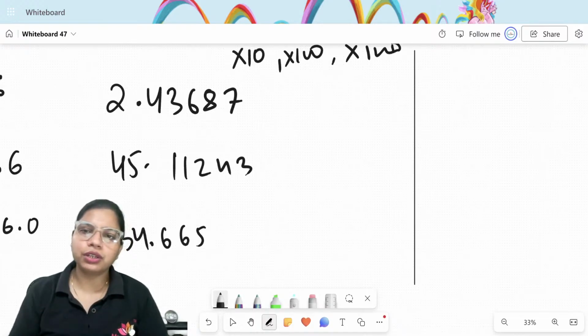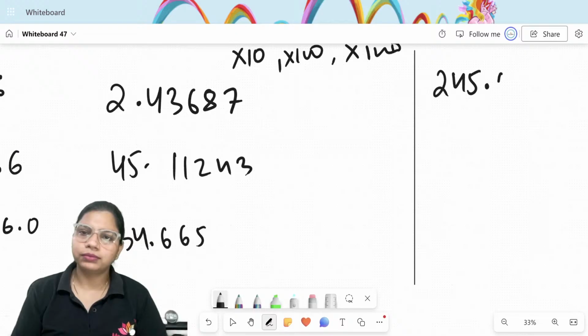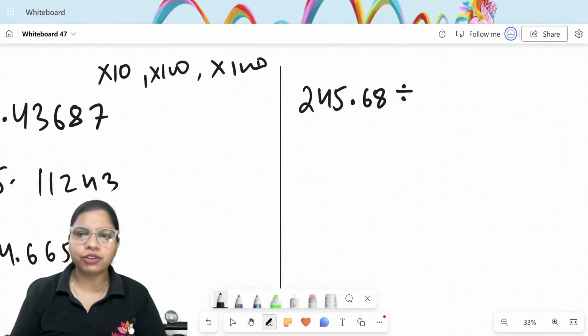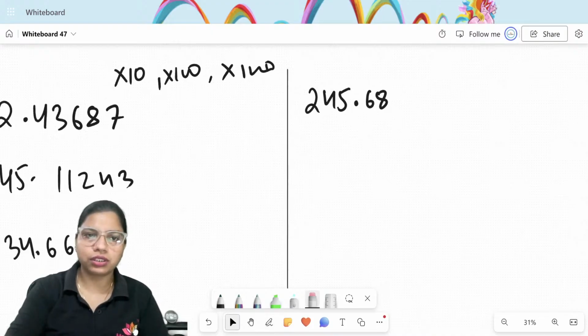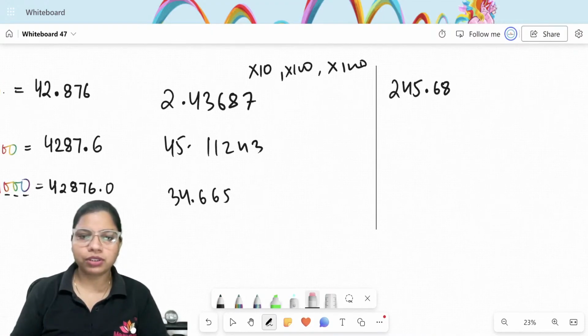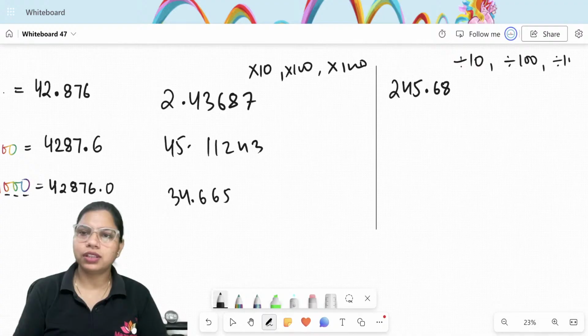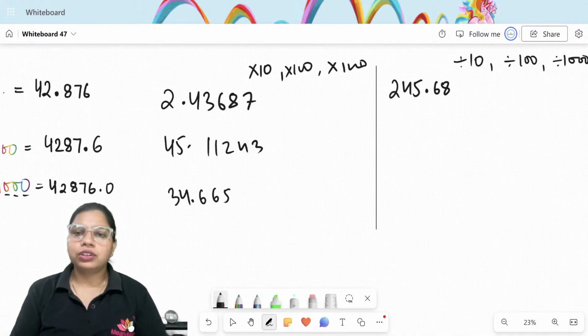So I'm going to give you the question. Divided by, so it would be the same thing. You have to divide by 10, 100 and 1000. Okay, hope you are able to see this. Divide by 10, divide by 100 and divide by 1000.